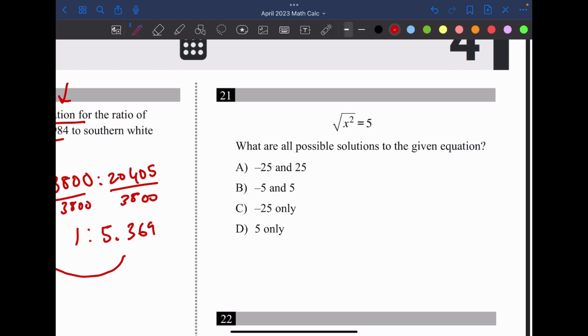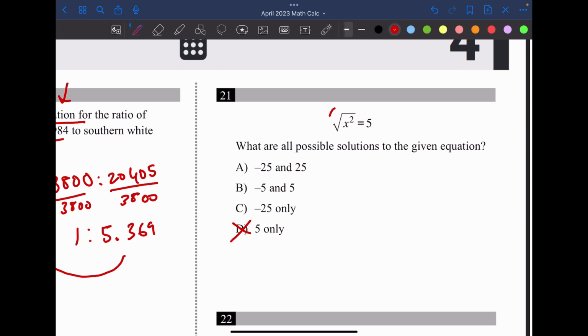Okay, question number 21. It says, what are all the possible solutions to the given equation? Okay, so the first thing you might do is, let's square root x squared. That will give us x, so x is equal to 5. This is wrong, because if you square something and then take the square root of it, there comes the possibility of a negative answer. I'll show you what I mean, but this D is a trick question because it's not supposed to be like that.